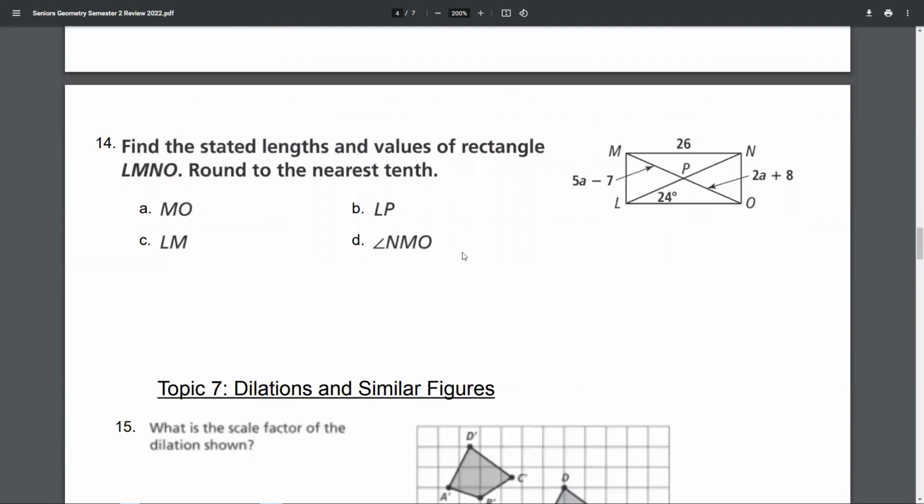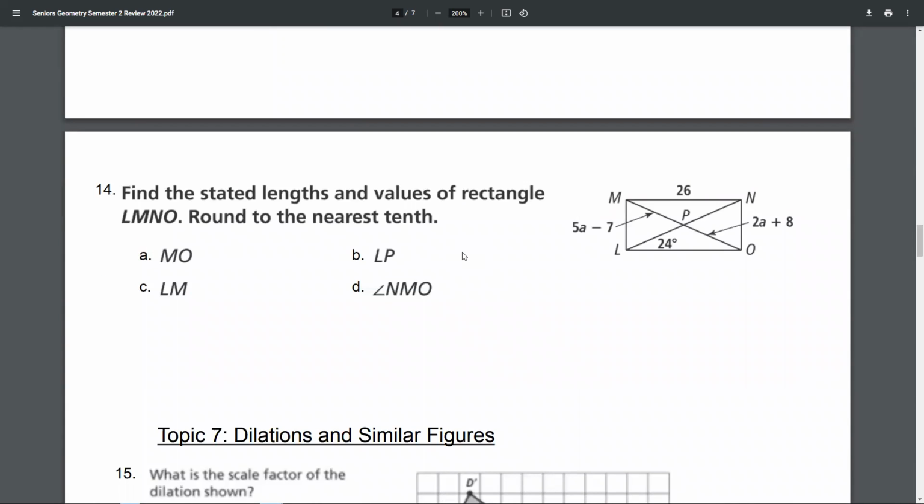All right, last one for topic 7 here is number 14. Find the stated lengths and values of rectangle LMNO to the nearest tenth. So let's see, we need MO, LP, and LM. So let's do the sides first.